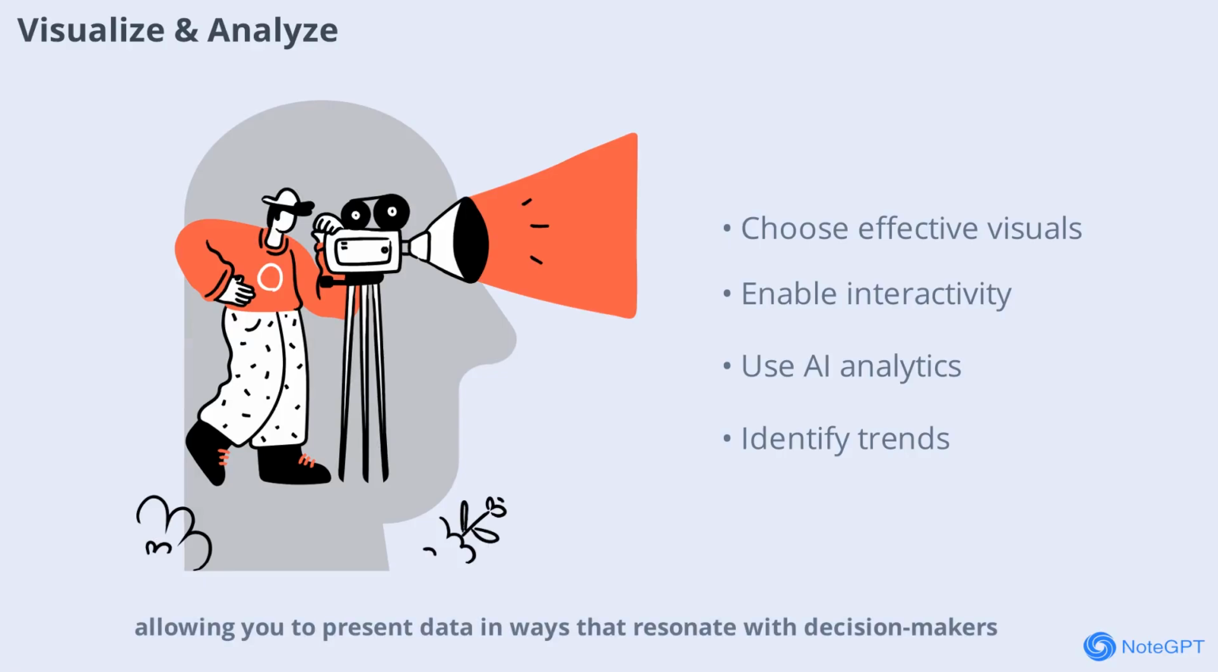Interactivity is crucial. Features like slicers, bookmarks, and drill-through capabilities let users explore data from multiple angles. Advanced analytics, including AI-powered visuals and trend identification, help uncover deeper patterns and insights. This stage transforms raw numbers into compelling stories, making your reports both informative and engaging.